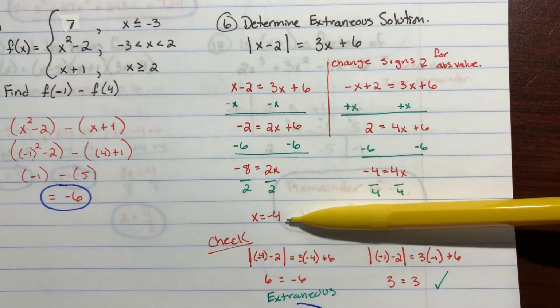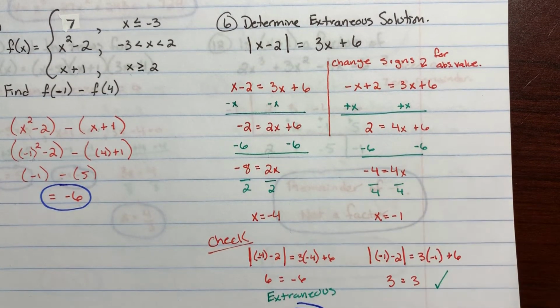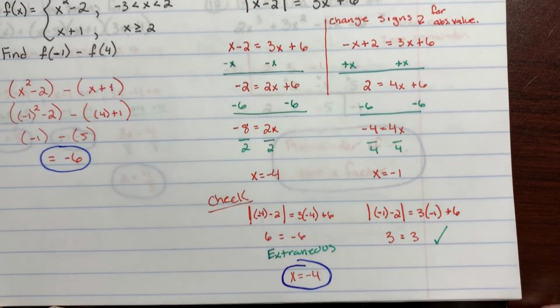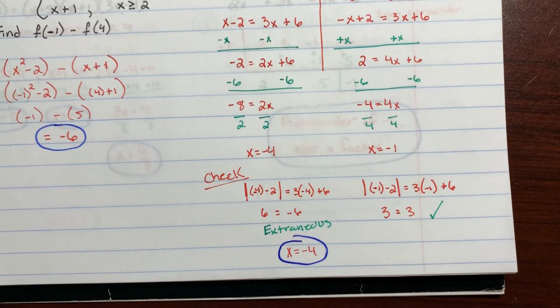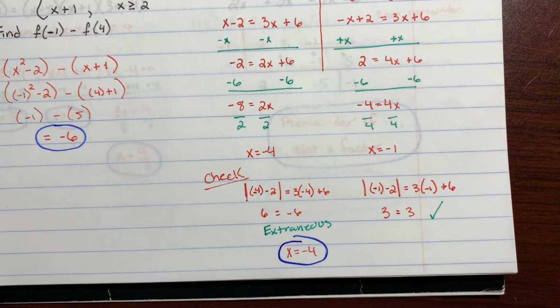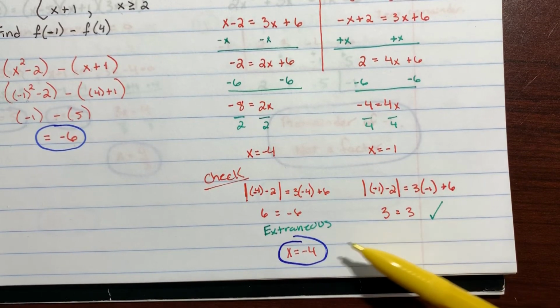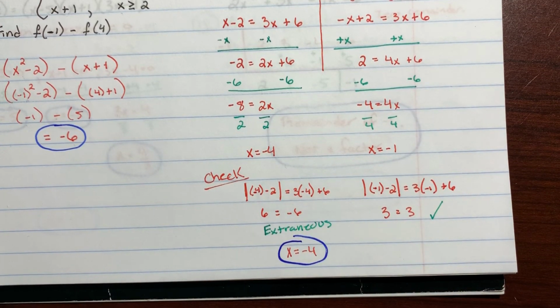And we got these two answers, -4 and -1. You just got to plug them back into the original equation to see which ones work out to make a true statement and which ones do not. Remember that the one that does work out, that's the solution. The one that does not work out, that's your extraneous solution.